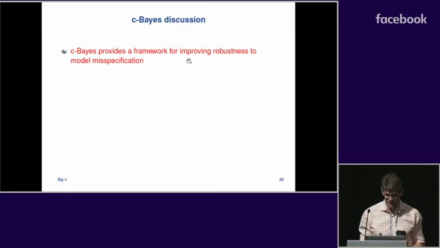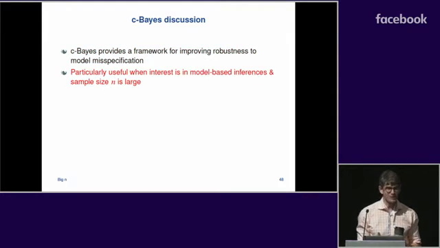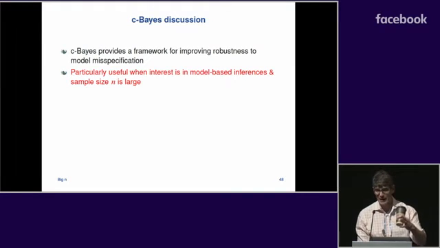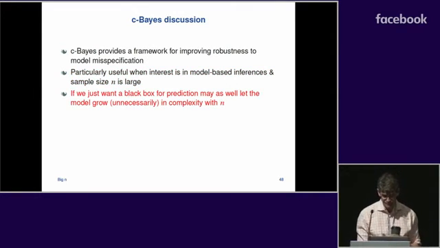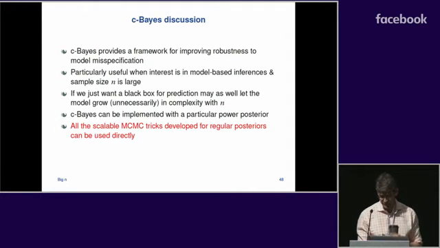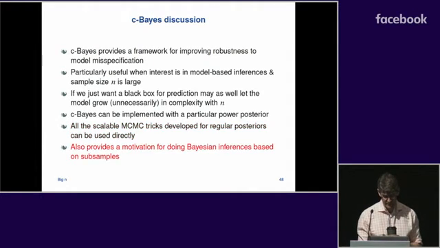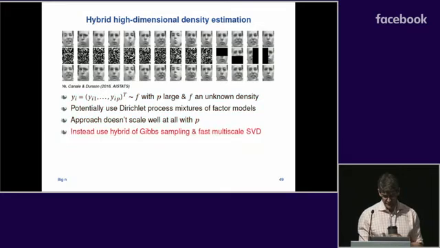So the C-Bayes provides a framework for improving robustness to model specification. It's particularly useful when interest is in model-based inferences instead of some black box. We want to interpret the parameters, for example, and the sample size is large. It can be implemented quite easily using MCMC and those scalable MCMC tricks we talked about earlier. Okay, I'm just going to skip that.